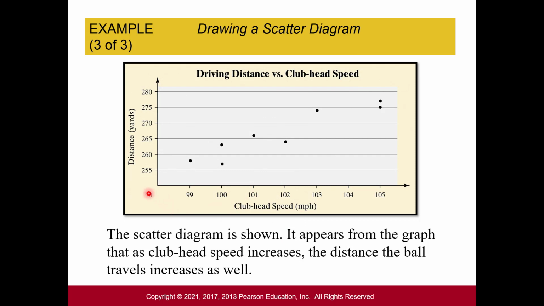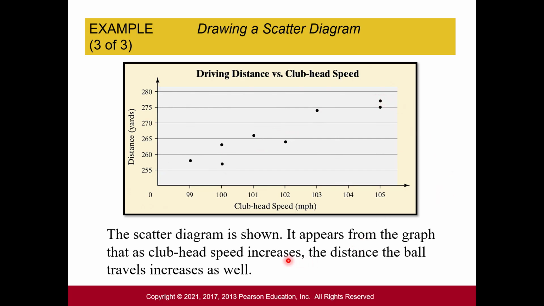Okay, so here's our scatter diagram. Notice it's just points that we've plotted. You can think of this as the x-axis. This one is the y-axis, and you're just plotting points, so ordered pairs. We had 99 as a club head speed, and the output was 258 for distance. So we plot that point right there. 100 for the club head speed corresponded to a distance of 257. So we plot that point. And we just do that for all the points in our table.